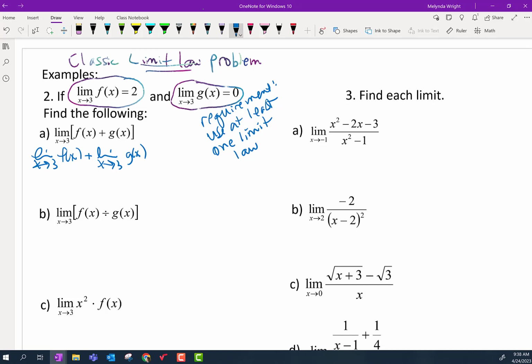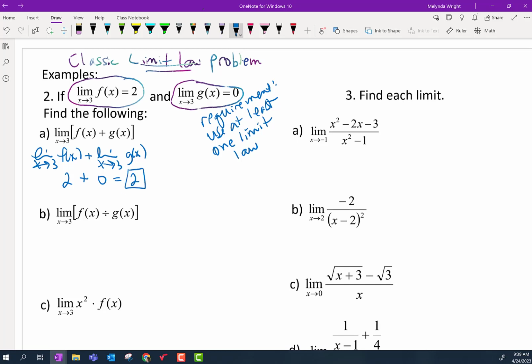Now I'm going to look at the information I'm given, and I'm going to see if I can do a straight substitution. So the limit as x goes to 3 of f of x, I know what that is. I have it up there. It's a 2. And the limit as x goes to 3 of g of x, I look up there. I see that. I know what that is. That's a 0. So my answer is 2 plus 0, which is 2.